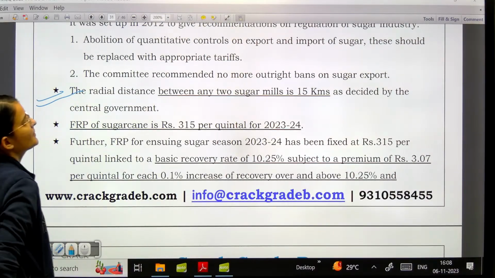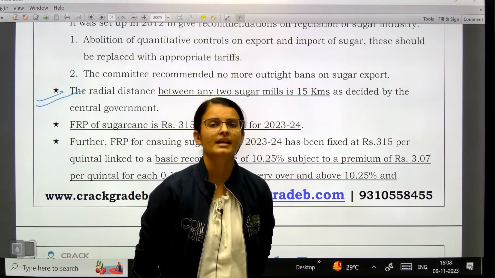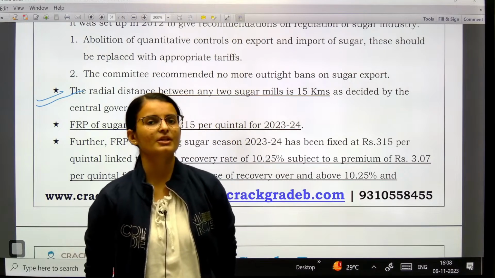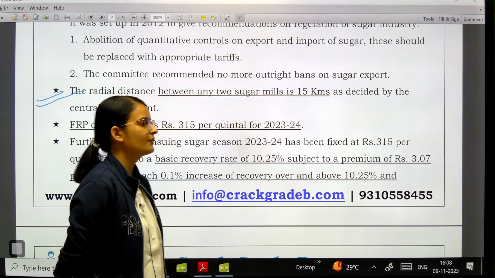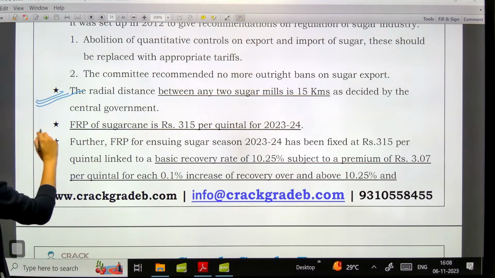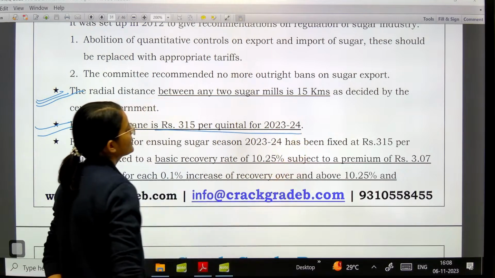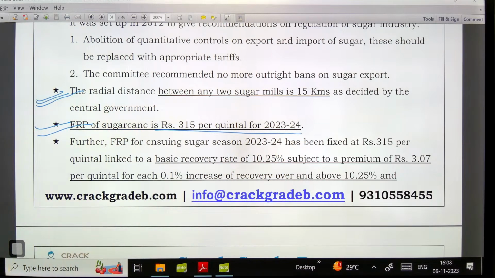The radial distance between any two sugar mills is 15 kilometers. That is, the distance between two sugar mills should be 15 kilometers away from each other. That is the guideline by the central government, and FRP at present for 2023-24 is 315 per quintal, not per kg.